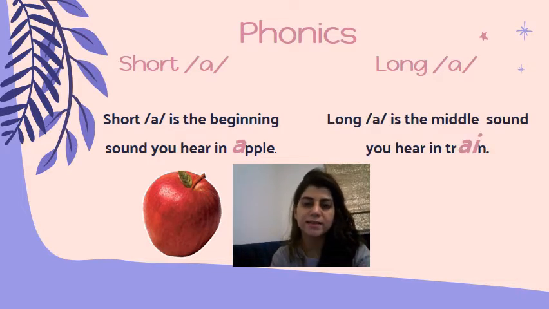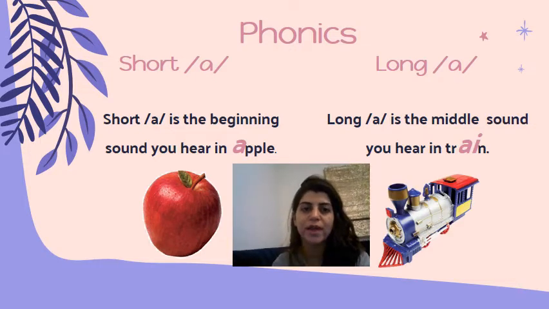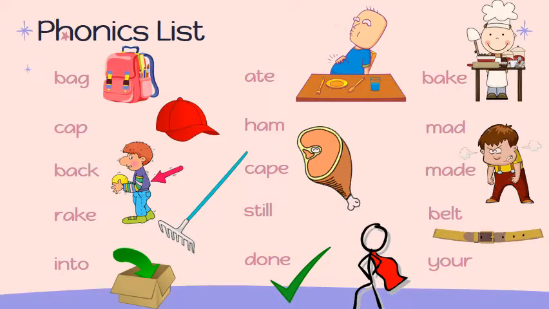While the long A sound, long A is the middle sound you hear in the word train. Train. Can you hear the long A sound in the word train? T-r-ain. Now let's read the phonics list together. First we have the word bag. B-ag. Can you hear the short A sound in the word bag?